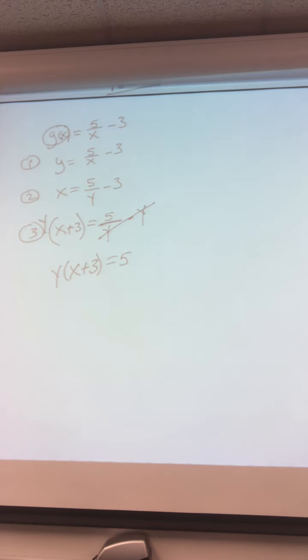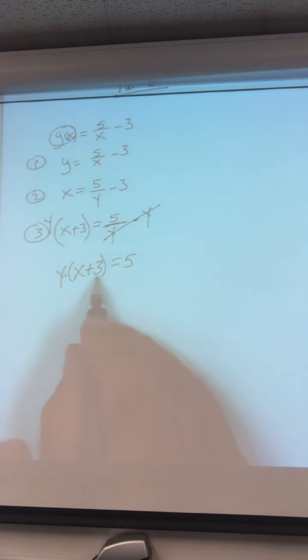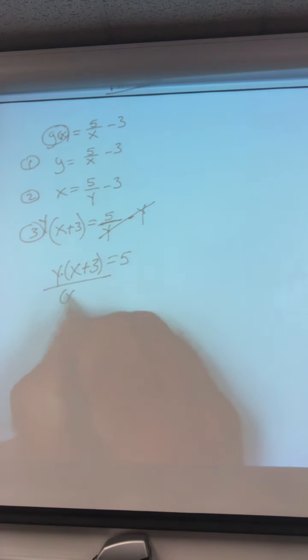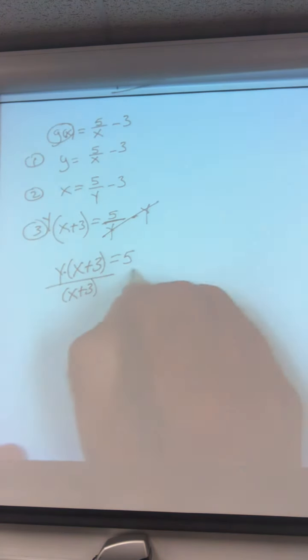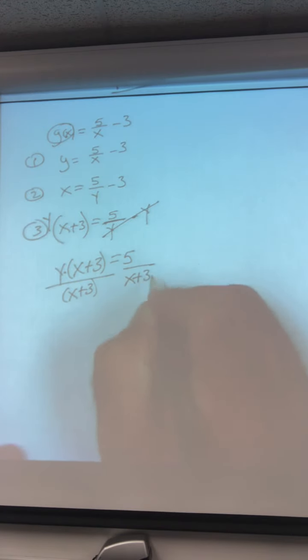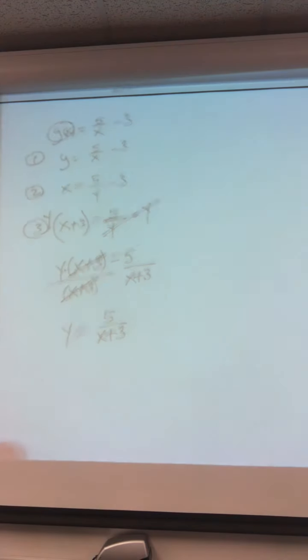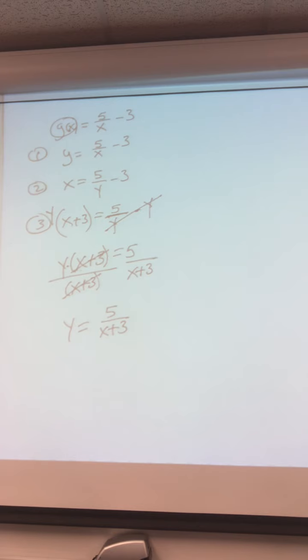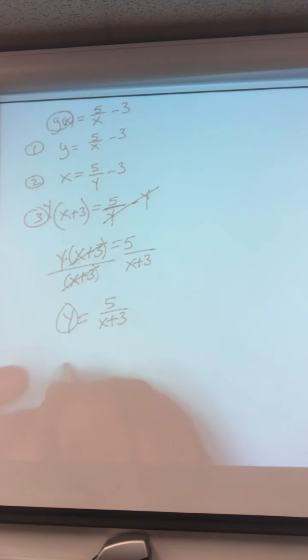Now what are we trying to do here? Get the y by itself. This is multiplying x plus 3. So to get rid of the multiplying x plus 3, you divide by it. But whatever you do to one side, you have to do to the other. And so this would be y equals 5 over x plus 3. And then when you solve it back for y, that is your inverse function. And we'll write it g inverse of x.